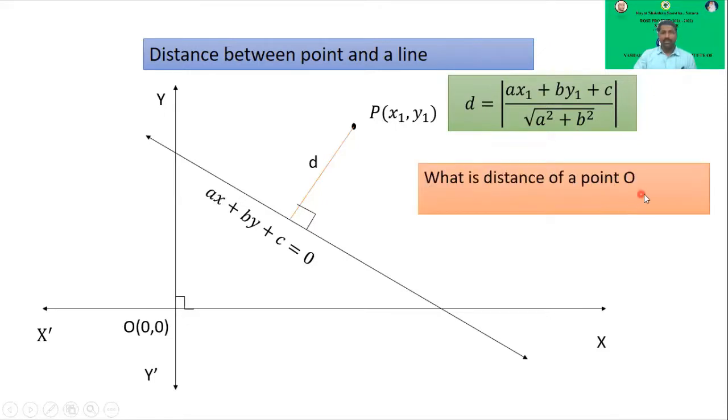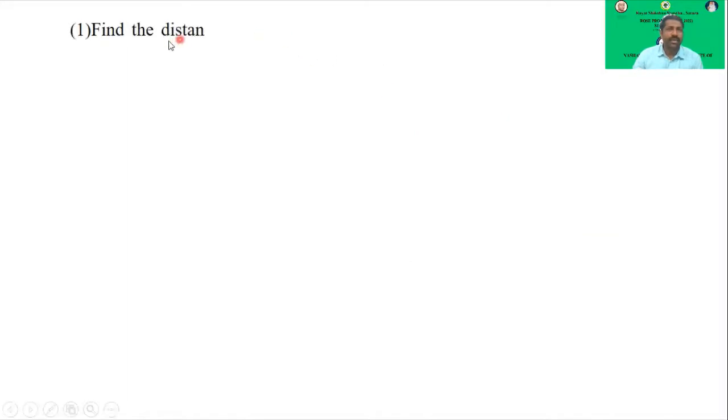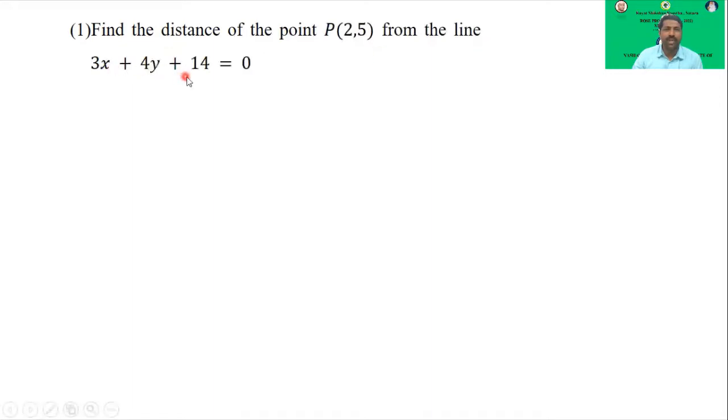What is the distance of the point (0, 0) from the line? Such types of questions are there. Find the distance of the point P(2, 5) from the line 3x plus 4y plus 14 is equal to 0. So we are given the point and the equation of a line. We have to find the perpendicular distance between them.